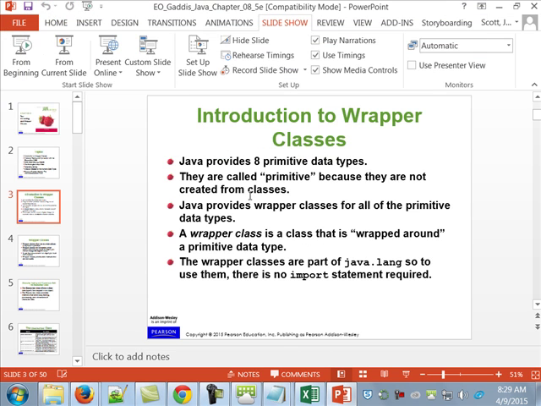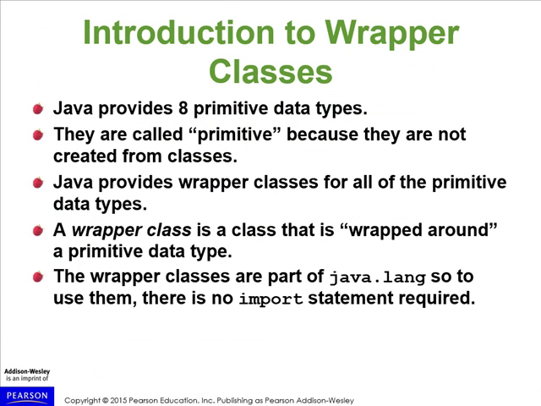Okay. As it says, they're called primitive because they're not created from classes. They're also known as being atomic. They can only hold a value at a time. Sometimes what you'd like to be able to do is take a variable that's one of these primitive variables and treat it as though it was a class variable, more like a member of a class. So you wanted to treat it more as though it was not a primitive. So Java provides wrapper classes for all of the primitive data types. A wrapper class is wrapped around a primitive data type.